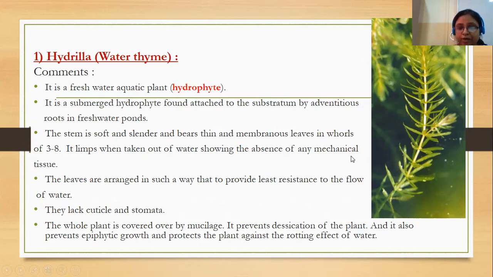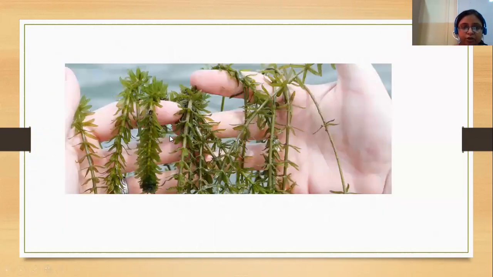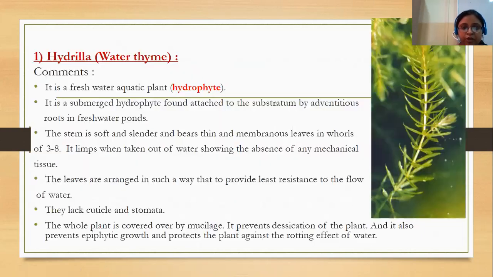So there is no mechanical tissue inside it. There is no xylem and fibre inside it, due to which the stem is very soft and slender. It simply limps out. Here you can see when you take this plant out from the water, it simply limps out because of the absence of the mechanical tissue, xylem and phloem in it. Fine. And here you can see these are the nodes at which the leaves are present.